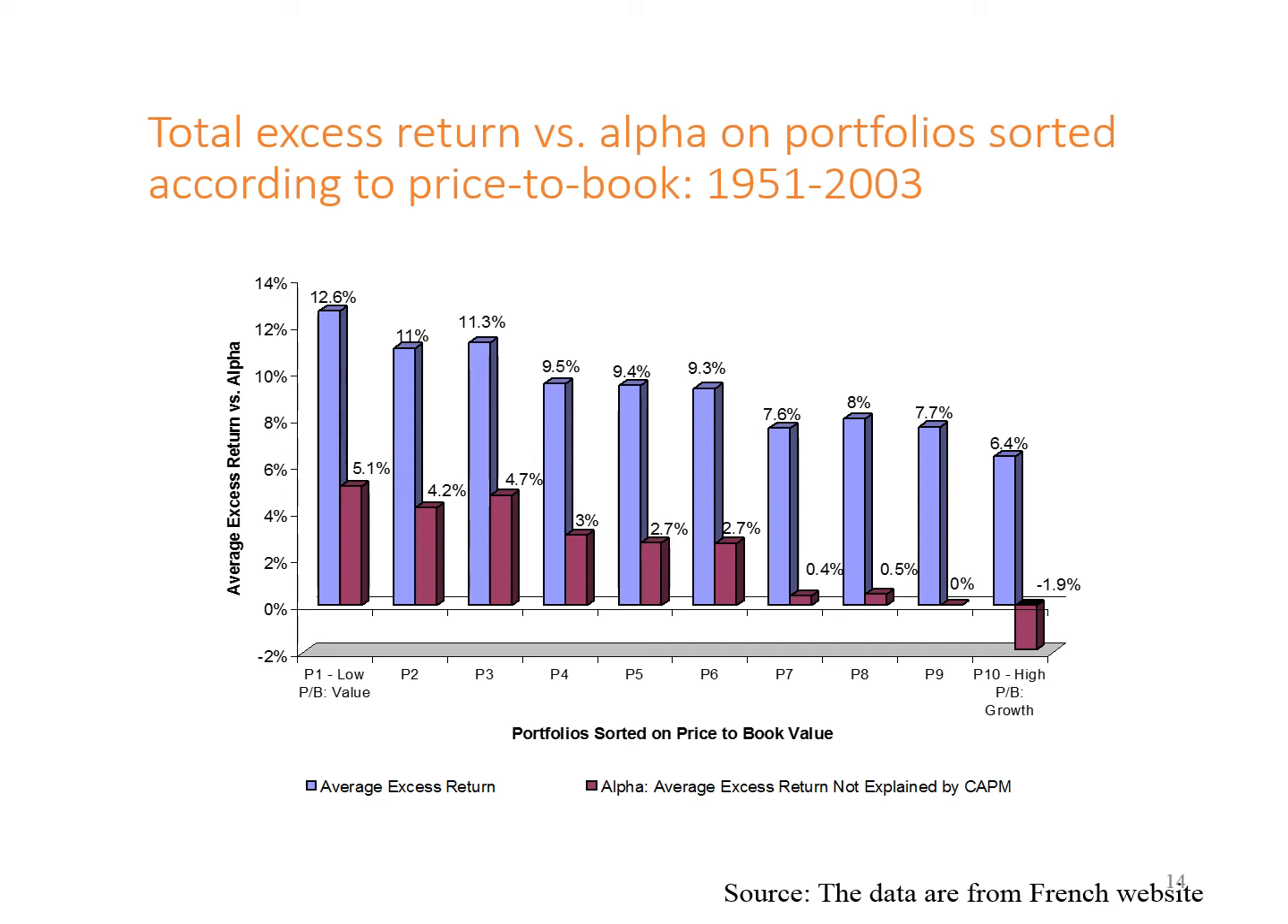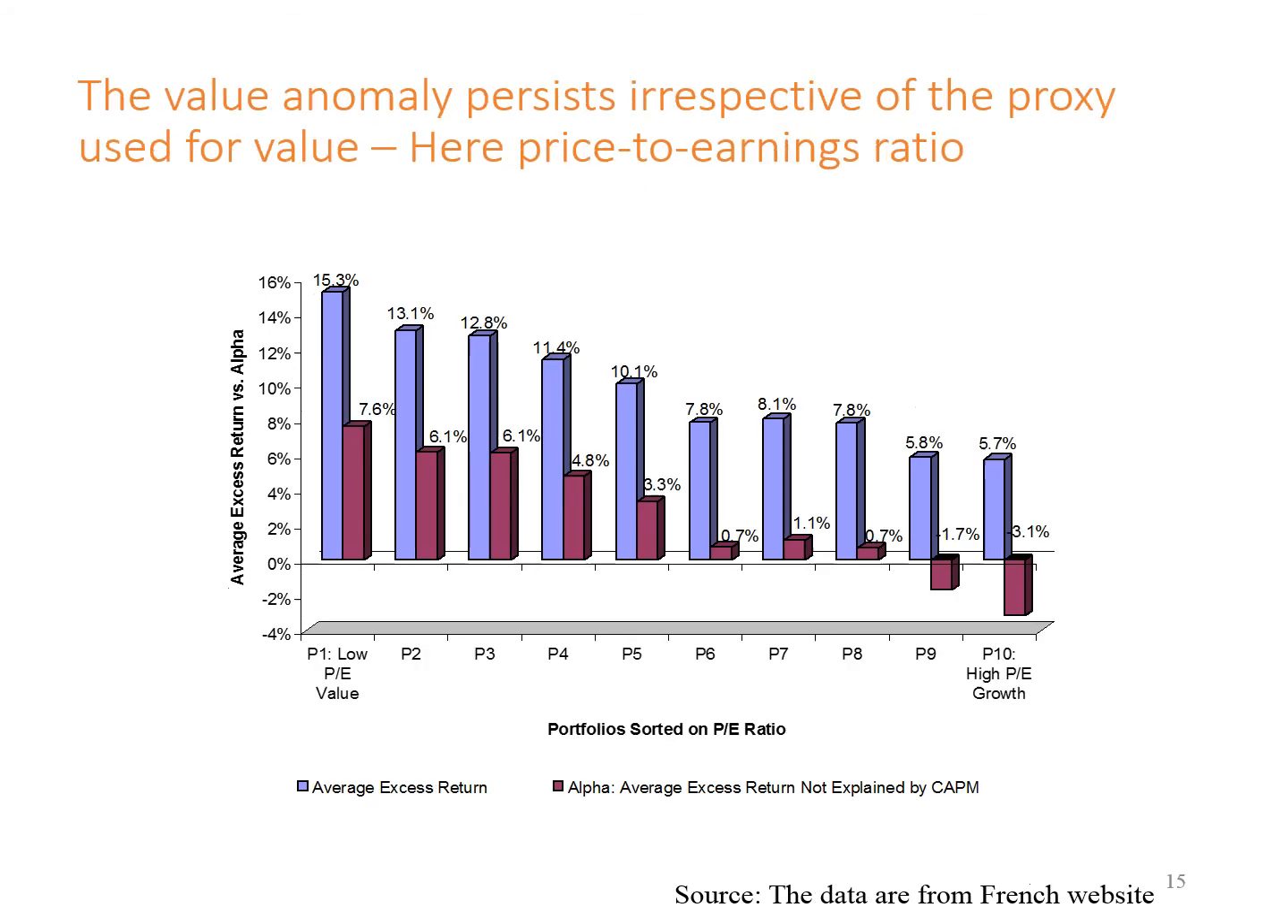The excess return and alpha is higher for stock with low price to book ratio as compared to stock with high price to book ratio. This means value stocks outperform growth stocks. When P/E ratio is used to sort the portfolio, the results are the same. Value stocks outperform growth stocks.